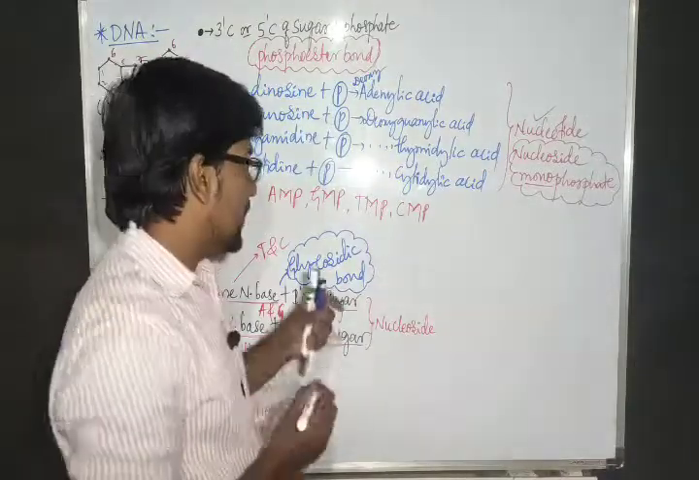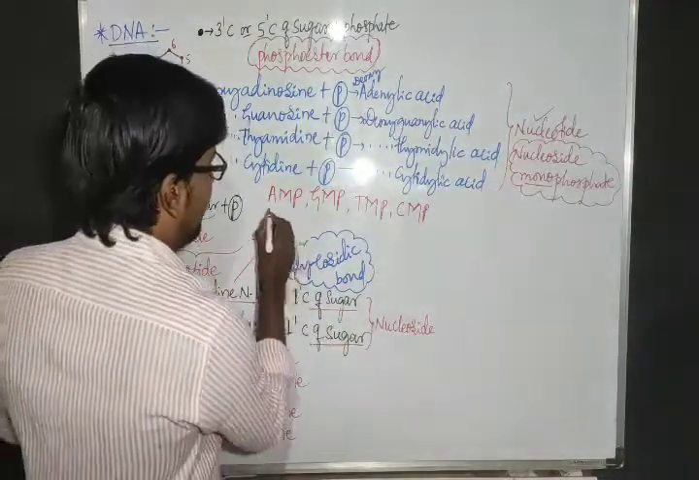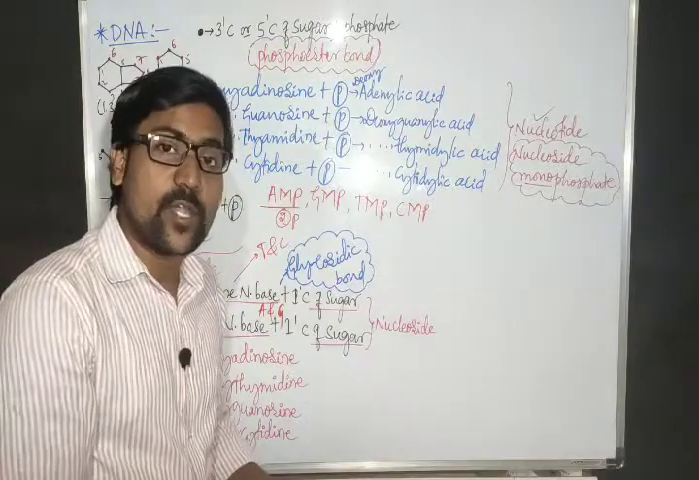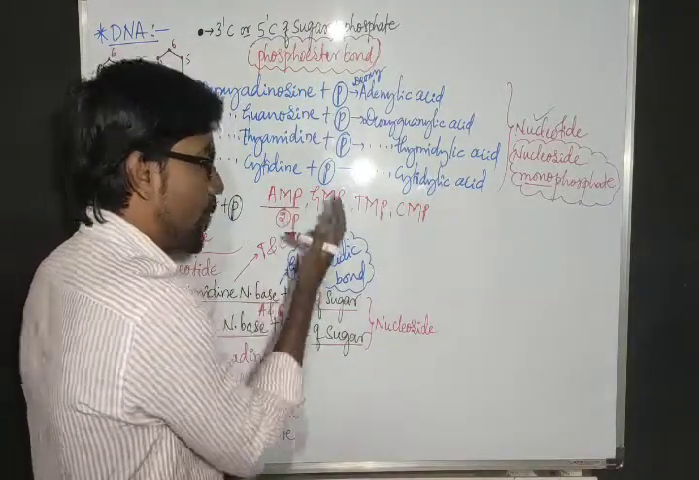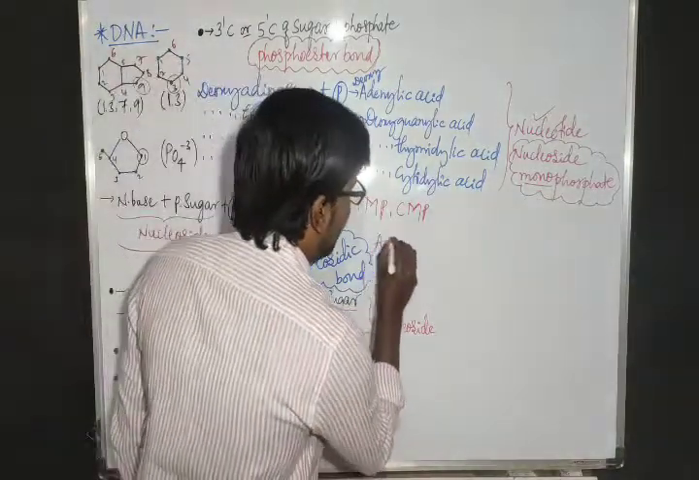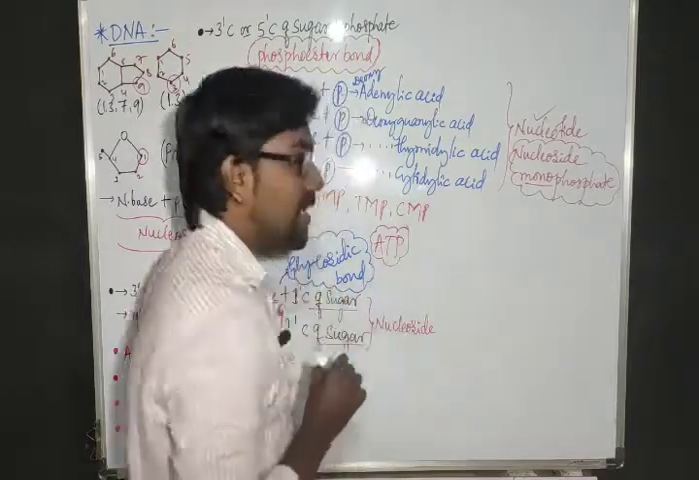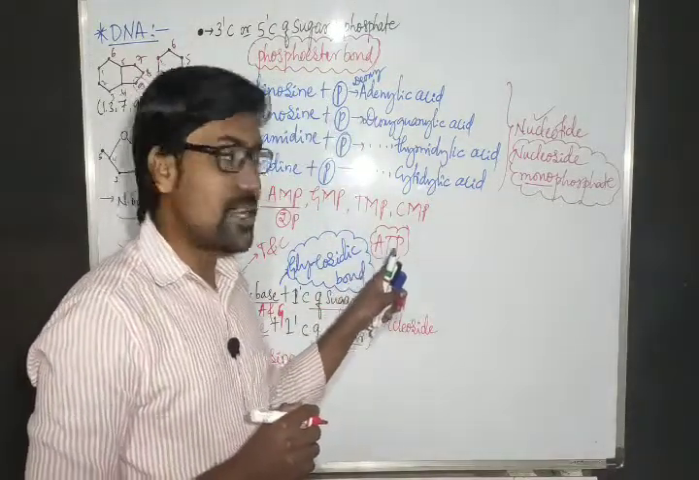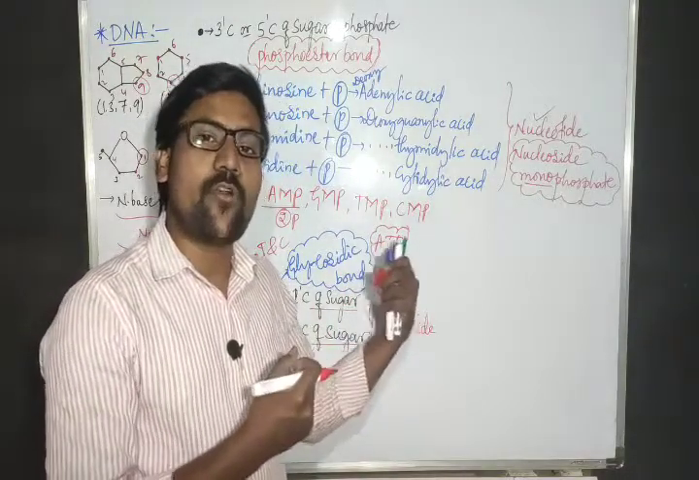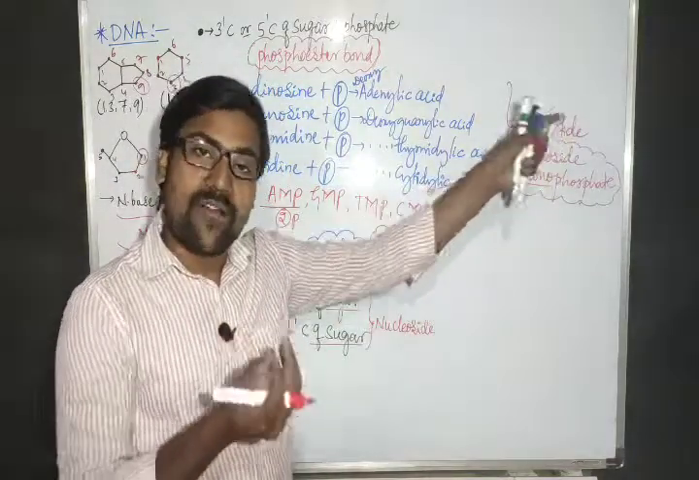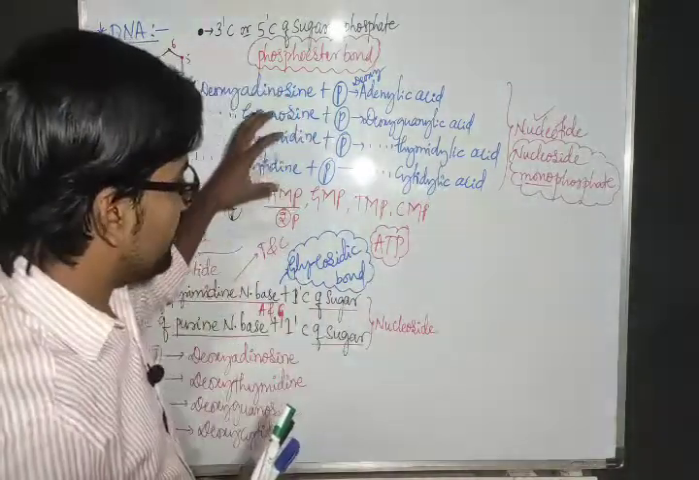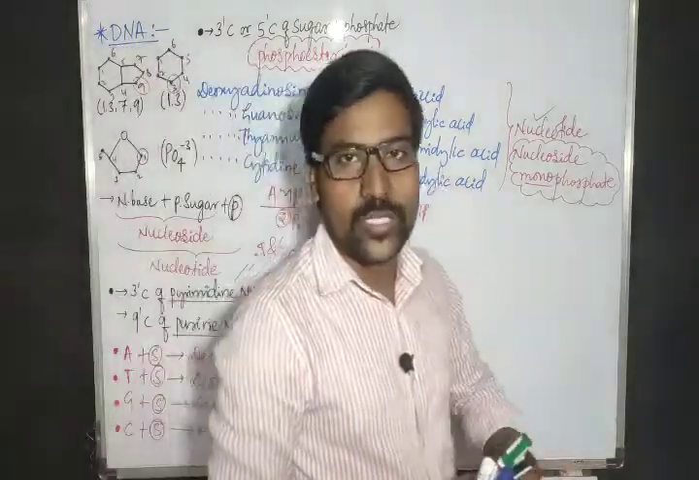Okay. Suppose here, the best example: if AMP is combined with two more phosphates, adenosine monophosphate combined with two extra phosphates, that means three phosphates. What is its name? ATP. We have heard this term, ATP, adenosine triphosphate. So that is the energy molecule. That means energy molecules are formed by the nucleotide molecules after the addition of phosphate. So here, this is how we can see the nucleotides.